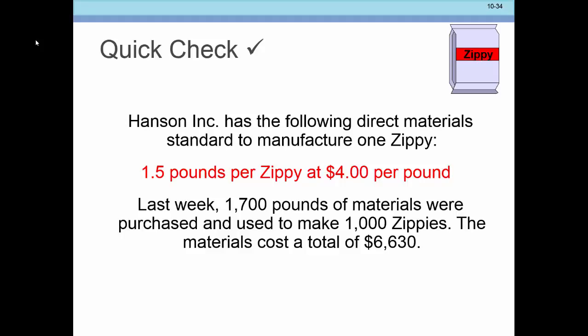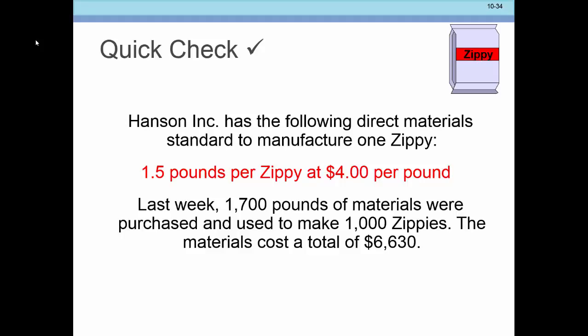Okay, so what do we got here? $3.90. So it's 1,700 pounds of material times a positive 0.10, which gives me 170. Is that favorable or unfavorable? That's favorable because it's positive, right? All right, good.